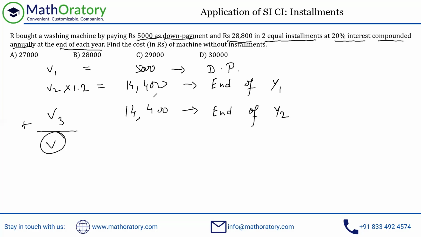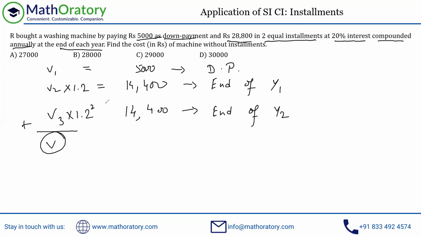So it will be V3 into 1.4, right? Just 20% each year. But since it's compound interest in this case, I hope you're aware of this. So the net value from V3 will be V3 into 1.2 squared. So the amount will become 1.2 times the previous amount, right?